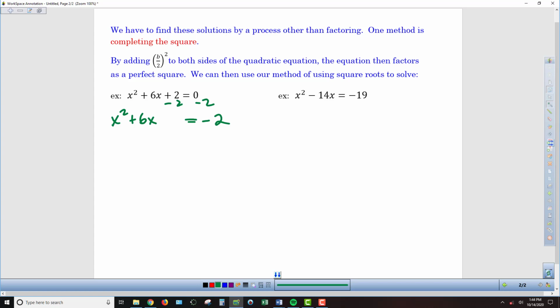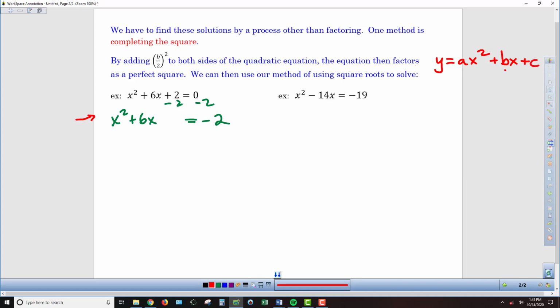Now this is where the name completing the square comes from. This is the step that does it. The way we come up with the number that we're going to add to both sides that's going to make the left-hand side factorable is by doing the following. First of all, we know a is the coefficient in front of the x squared, b is the coefficient in front of the x, and c is the integer piece.